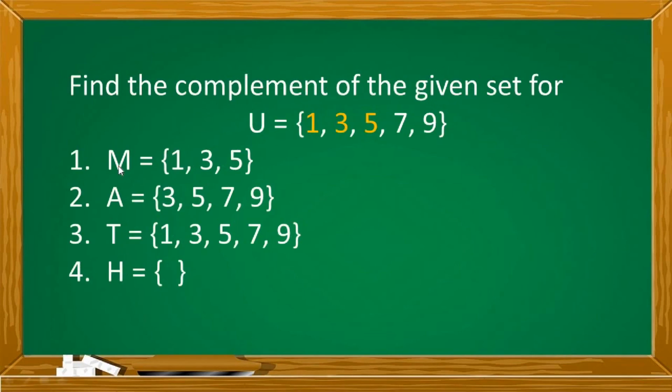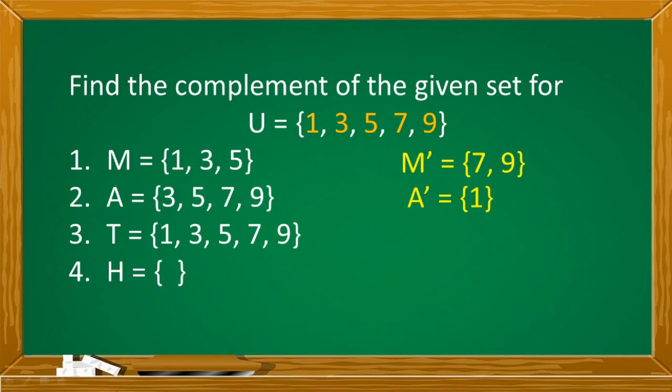For number 1, set M is equal to elements 1, 3, and 5. So anong mga elements ang wala pa sa kanya na nasa universal set? The complement of set M is equal to 7 and 9. Next, number 2. The elements of A are 3, 5, 7, and 9. So the complement of set A is equal to 1. Ito lang yung element na wala kay set A at present kay universal set.